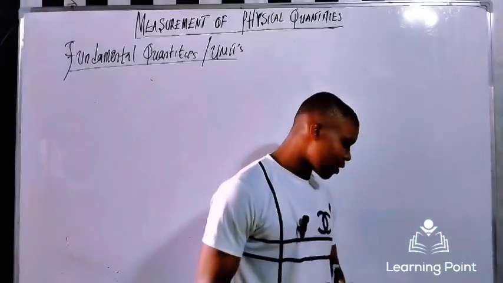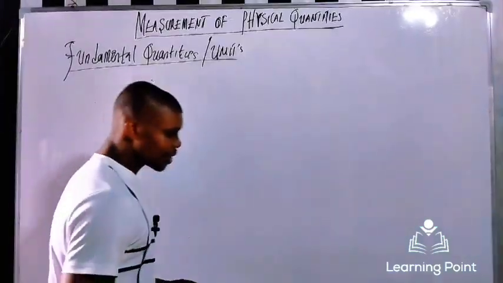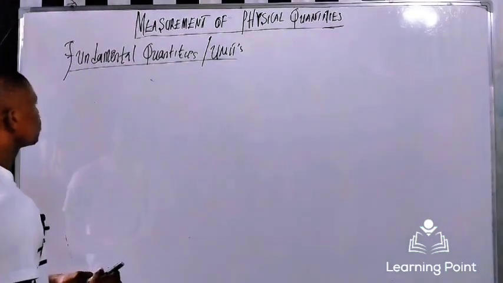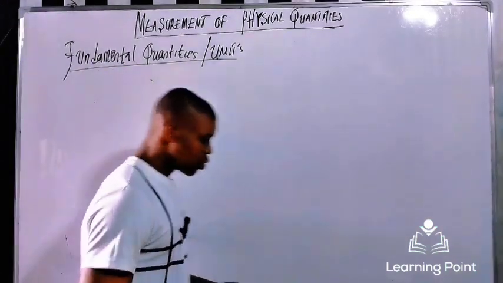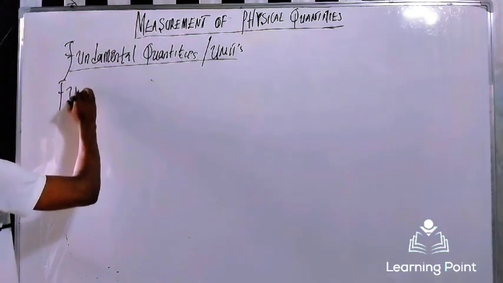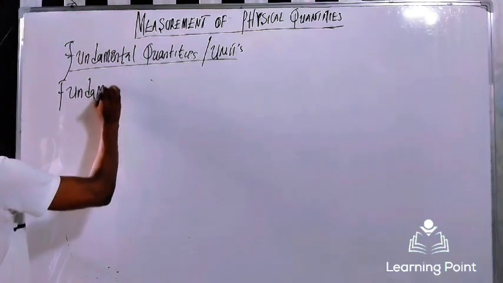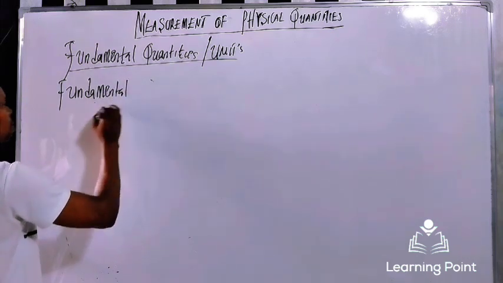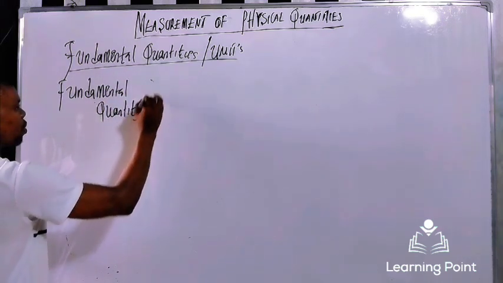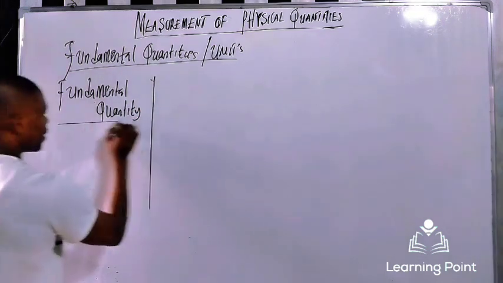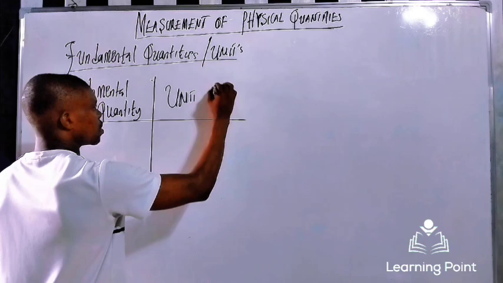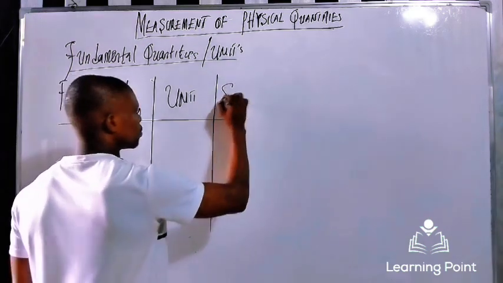Now let's look at it very well. Let's look at our fundamental quantities, units, and symbols. So we'll look at the fundamental quantities, then here we have the units, then we have the symbols.